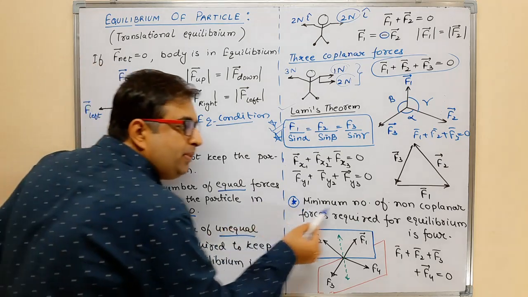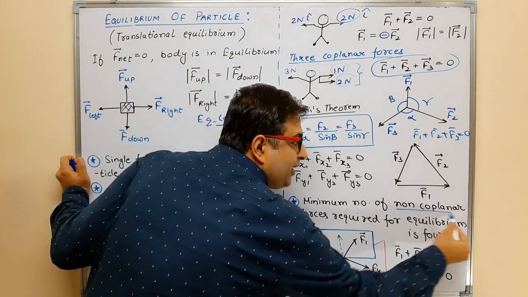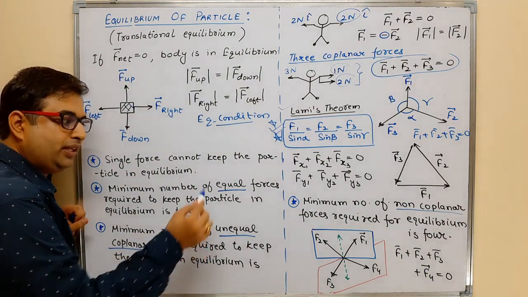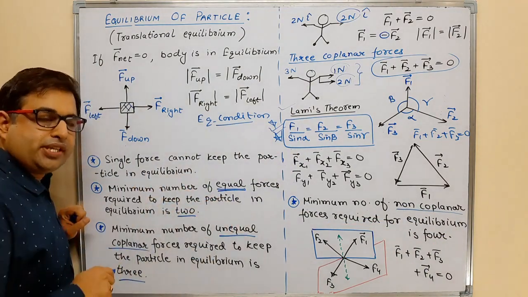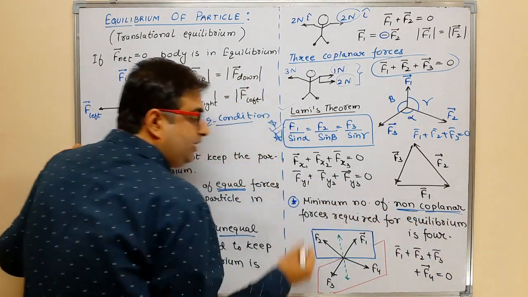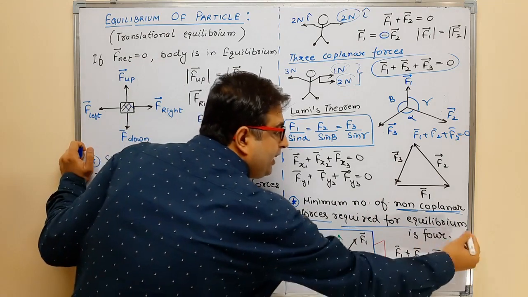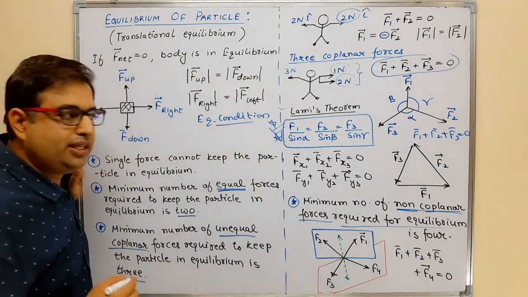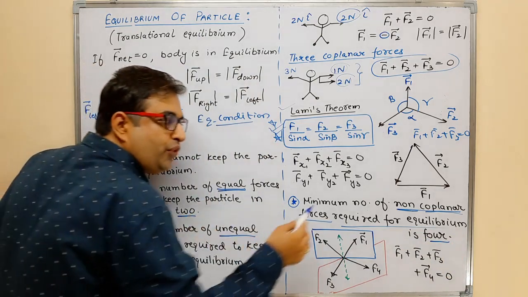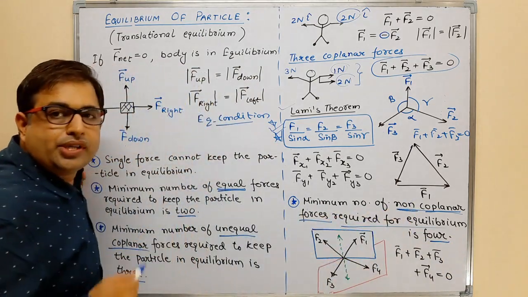Now, minimum number of non-coplanar vectors. Here we have coplanar vectors, unequal. Here we have equal forces. But here they are mentioning non-coplanar forces required to give 0 resultant is equal to 4. So we need minimum 4 vectors to get 0 resultant.